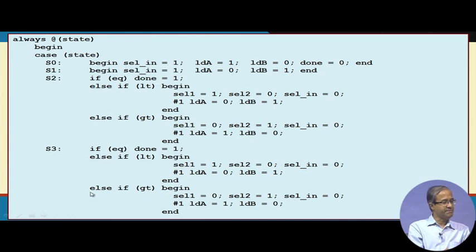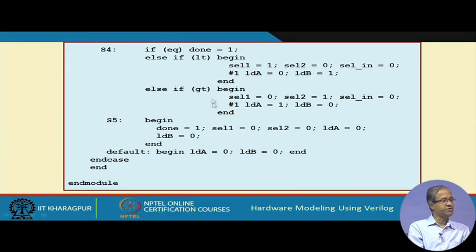Similarly, S3 is the same, and in the same way S4 is also the same. Okay. And finally, in S5 when you are done, you activate the signal done equal to 1 and deactivate all the select lines and loads. So that nothing else will proceed after that, and for default we are just setting load A 0, load B 0. So, you see in this example the FSM, we are actually generating all the control signals as per the flow chart whatever you require.